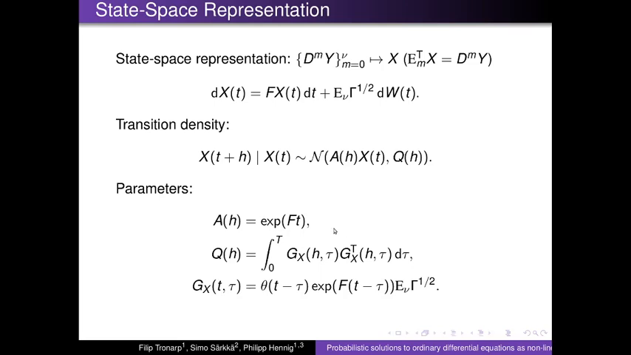These parameters are given by these expressions down here. A is just a matrix exponential of the drift matrix, and Q is just the Green's function associated with X multiplied with itself and then integrated over the time interval, and it's defined like this, where Θ is a Heaviside function.